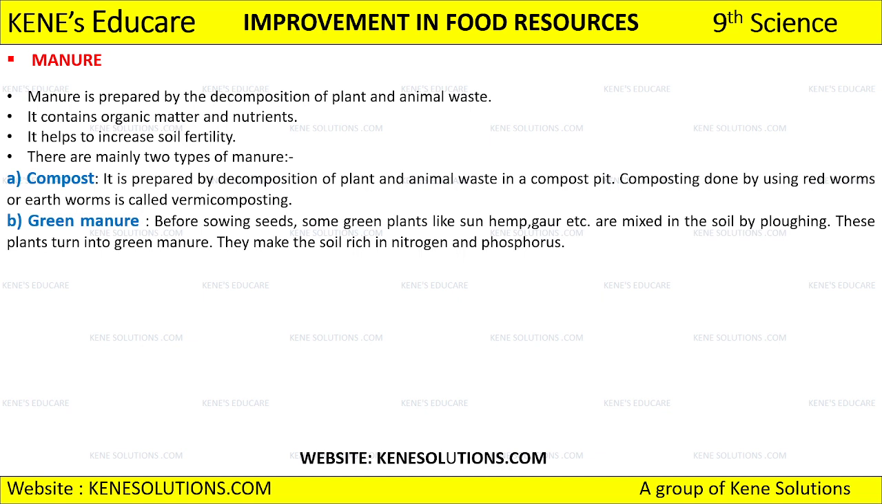Then next that we have is green manure. So green manure includes, see, before sowing the seeds, some green plants like sunhemp and guar are mixed in the soil by the process of plowing. So these plants turn into green manure, and it will make the soil rich in nitrogen and phosphorus.